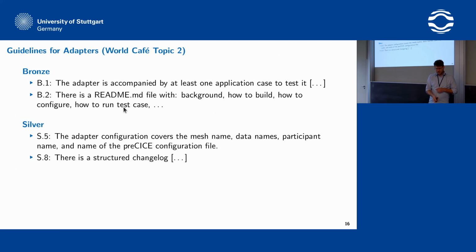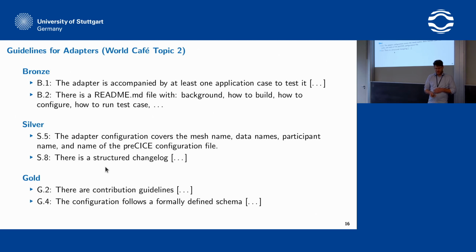In silver, we would expect that you have an adapter configuration, and this configuration at least covers the mesh name, data names, the participant name, the name of the preCICE configuration file, and for example, that there is a changelog. And in gold, we would expect that there are contribution guidelines so that others can extend your adapter, and that the configuration file really follows a formally defined schema.